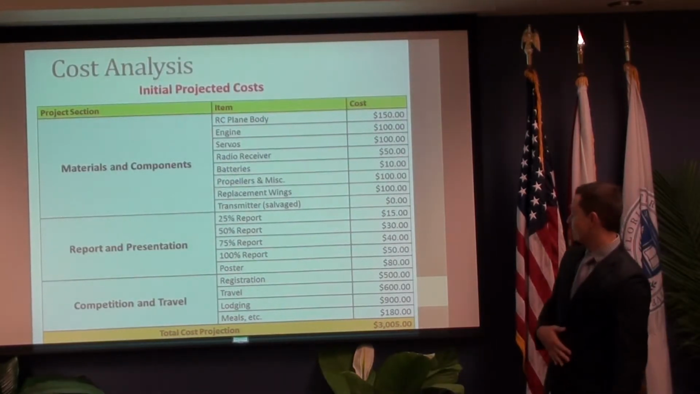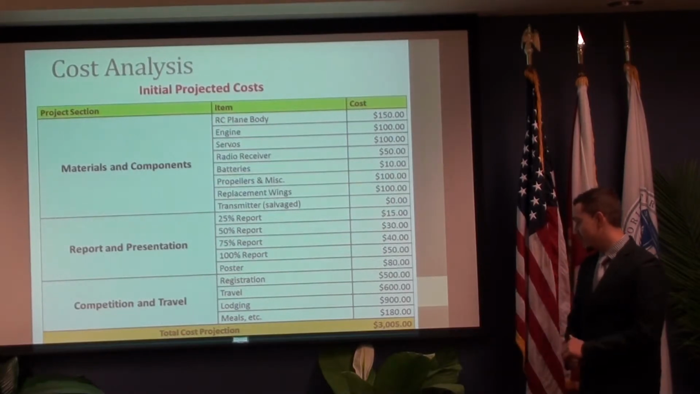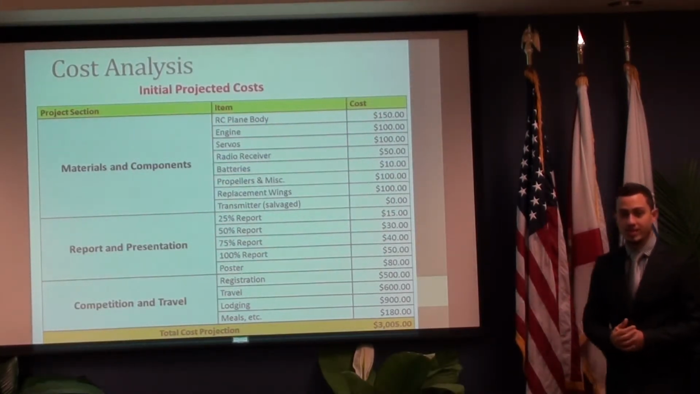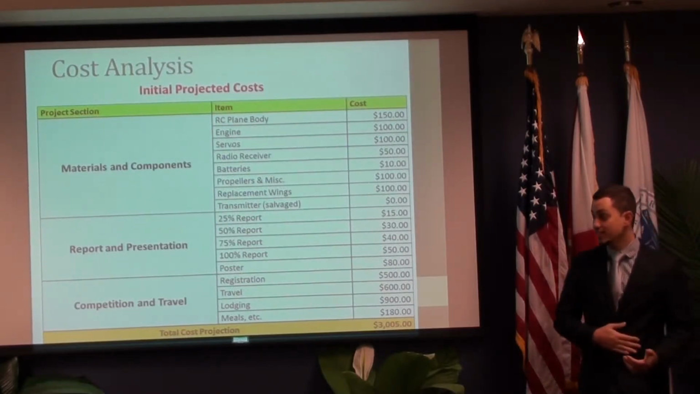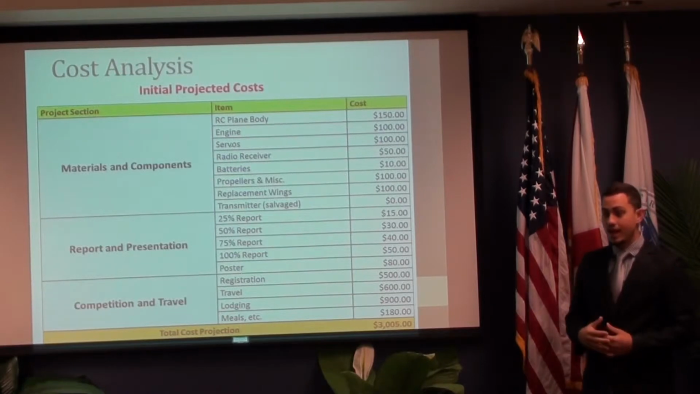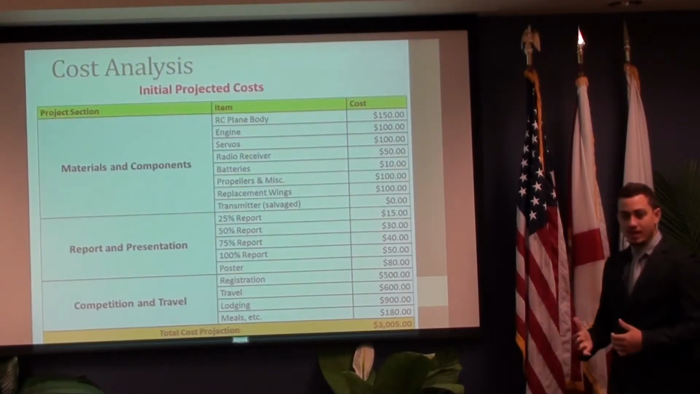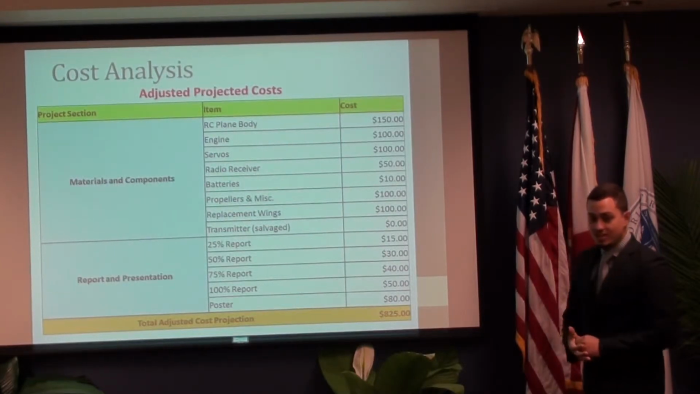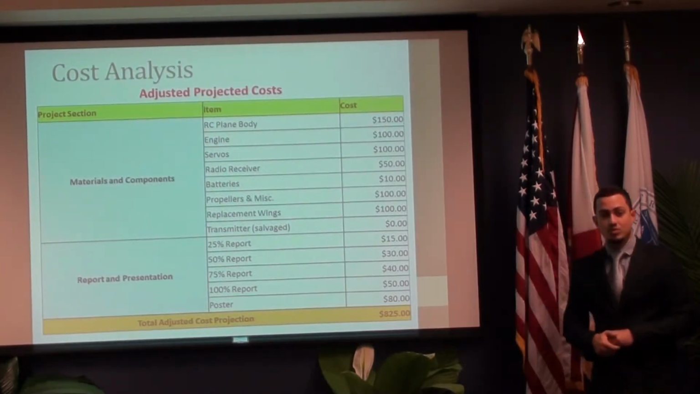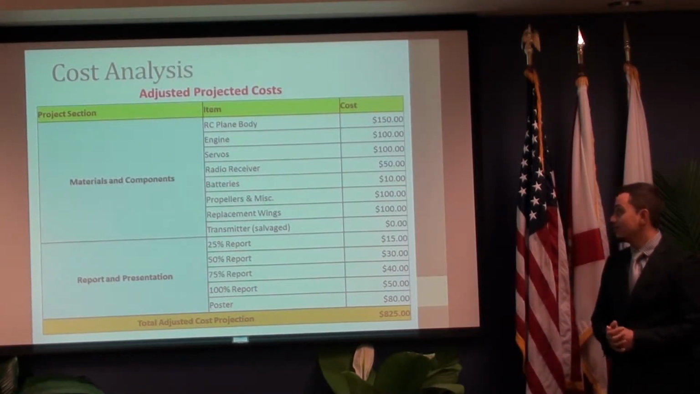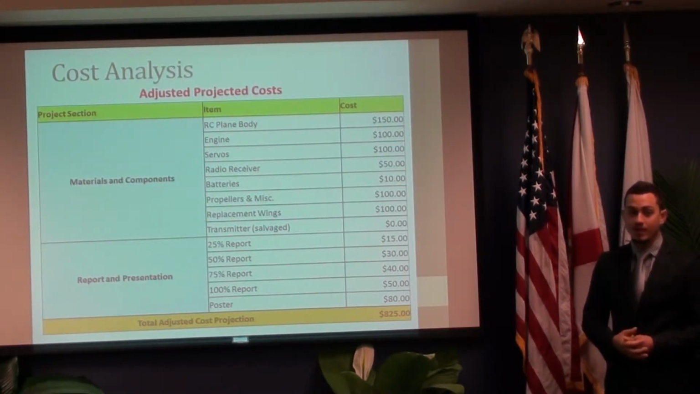As you can see here, our initial projected cost was going to be around $3,000. Our advisor, Professor Tansel, had told us from information that we got from previous students working on this project that they had an initial budget of around $3,000. Unfortunately, due to budget cuts by NASA, which we were going to receive a majority of our funding from, we only had $1,500 provided to us by them.